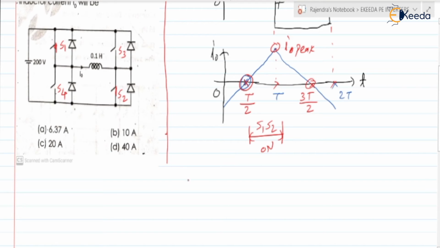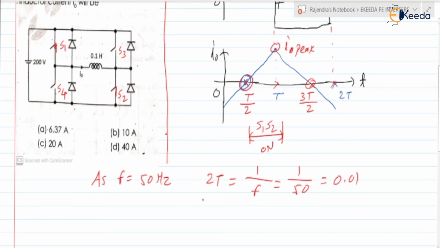This 2T time indicates the time to complete one cycle. So we can write f is equal to 50 hertz. Time to complete one cycle means it is 2T, which is equal to 1 by frequency, that is 1 by 50. So it is equal to 0.02.